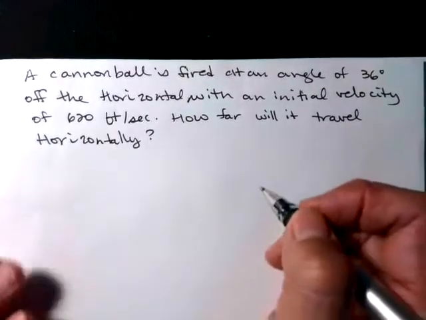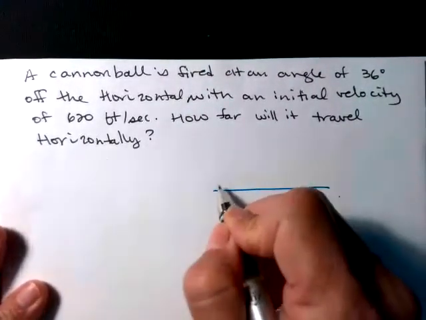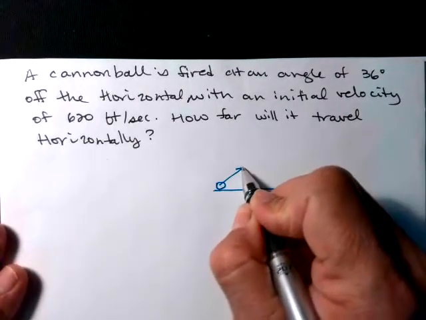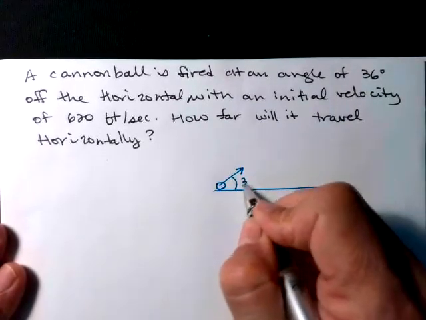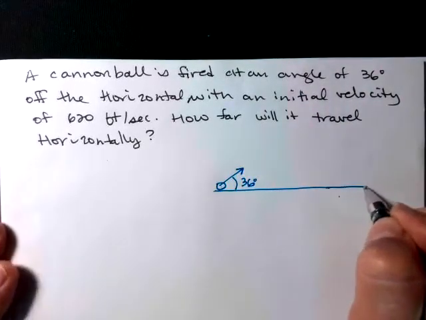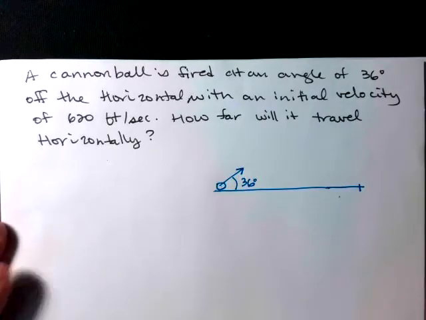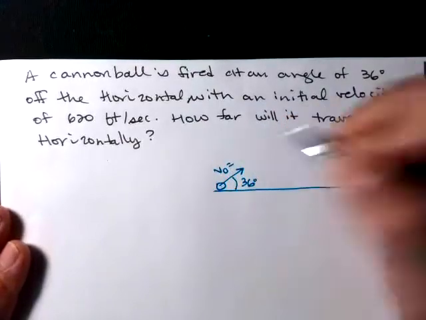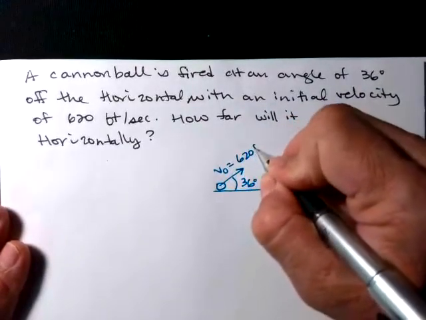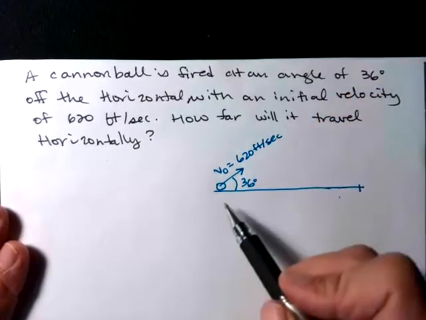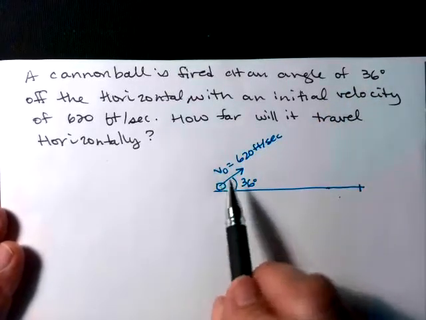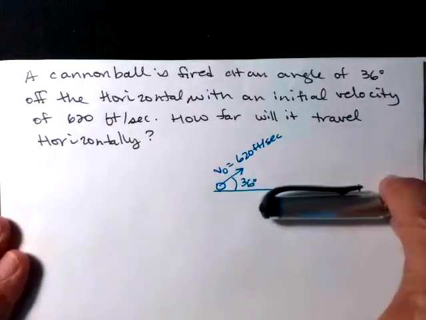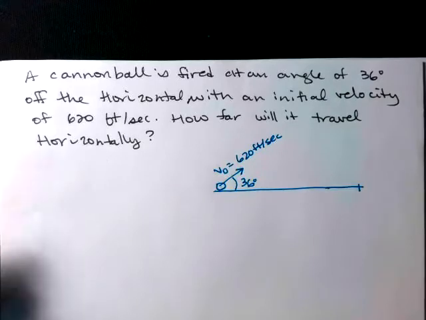I'm going to draw the picture, and it's going to be real simple because I'm not an artist. Here's our cannonball, starting from the ground. It's going to go off at an angle of 36 degrees, and we want to know when it lands again. I'll write in my v naught here, initial velocity 620 feet per second. The cannonball will travel indefinitely in the horizontal direction until gravity brings it to Earth.